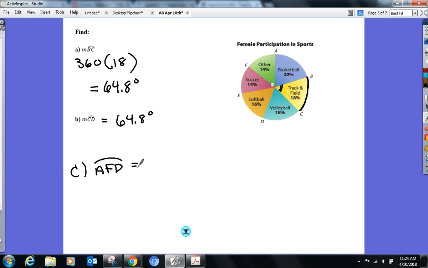Who's the last person to get max? Need somebody, 1 through 20. 18? 158.4 degrees.